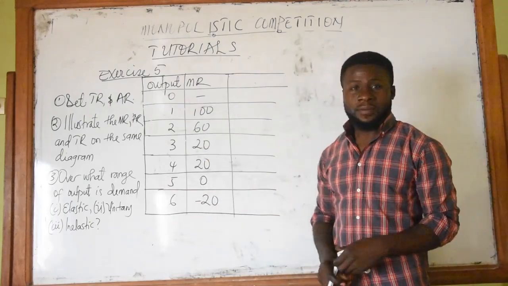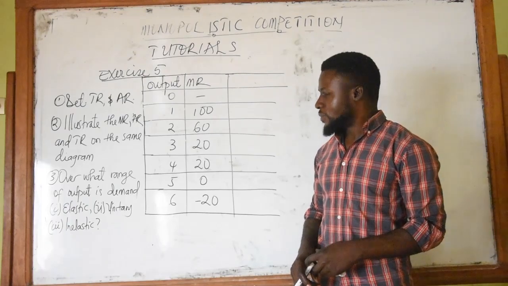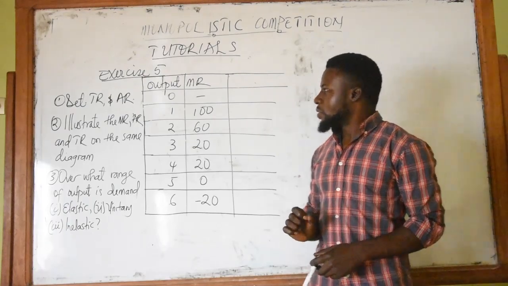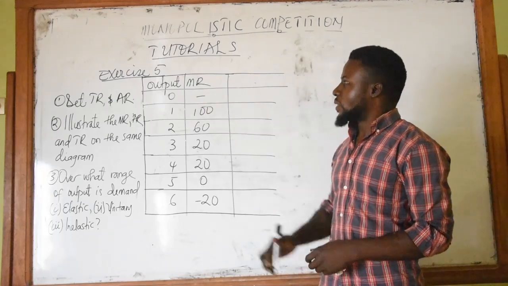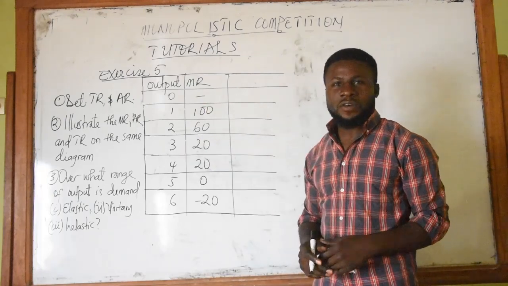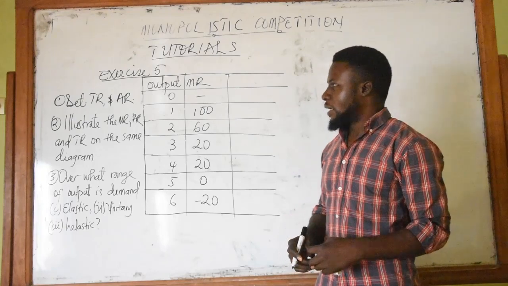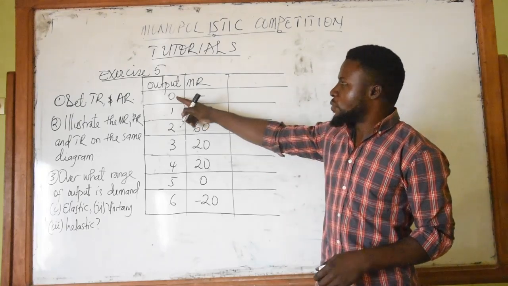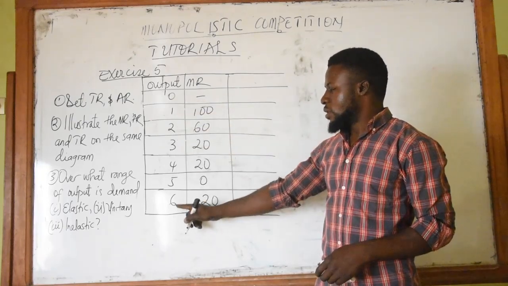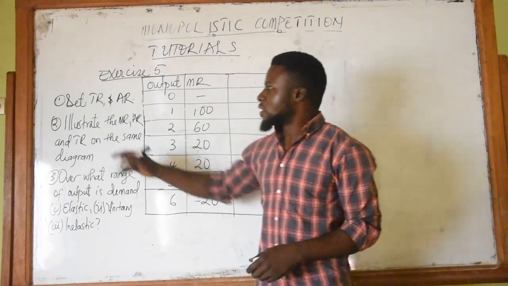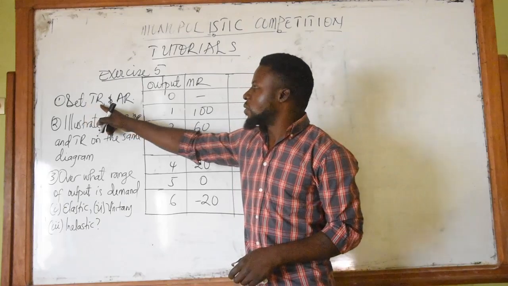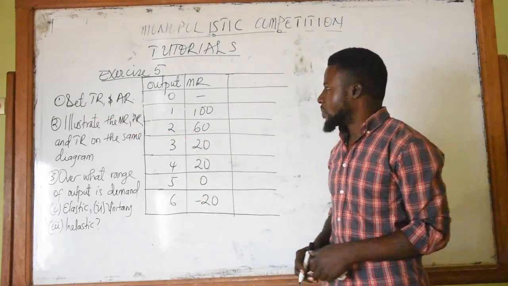Exercise 5. Let us see this small tutorial and see what this question has to do. We have the output and revenue situation of a hypothetical firm, with output ranging from 0, 1, 2 to 6, and then we have our marginal revenue. The first question says we should determine the total revenue and average revenue of this firm.